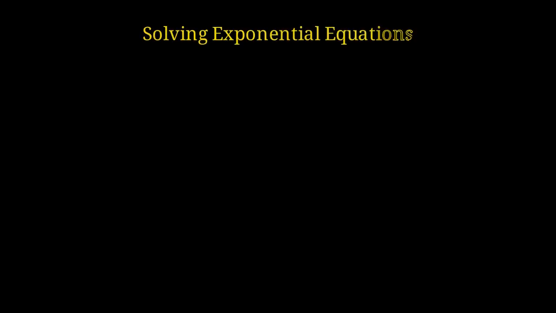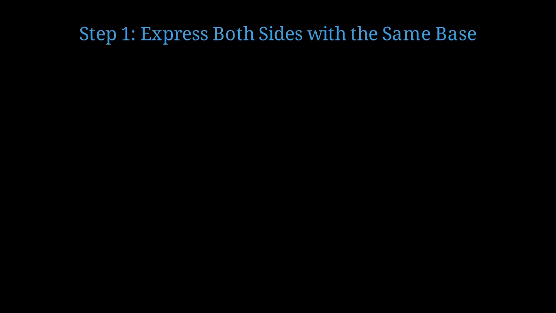Let's solve an exponential equation by using properties of exponents to find the value of x. We need to find all real solutions to this exponential equation, where 3 to the power of 2x minus 1 equals 27 to the power of x plus 2. The key to solving this equation is to express both sides using the same base.